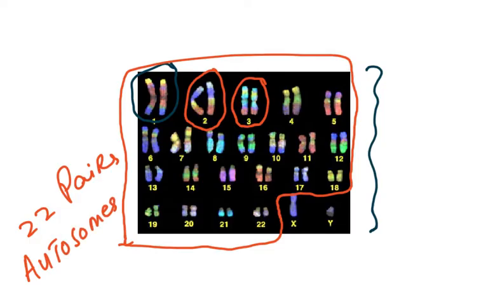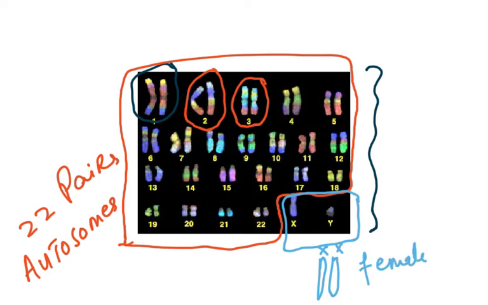But this last pair, the 23rd pair, is sometimes a pair and sometimes it's not. If they are both X, then it's a female. If it's a human cell that we are investigating, because in some organisms, please remember, the male is XX. So in humans, this is a female. But if one is larger, longer, and one is smaller, then we call it XY. And this would be a male human being.